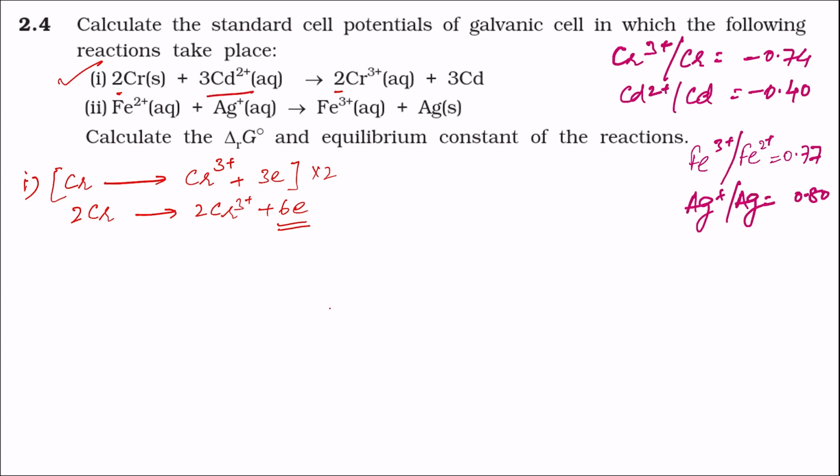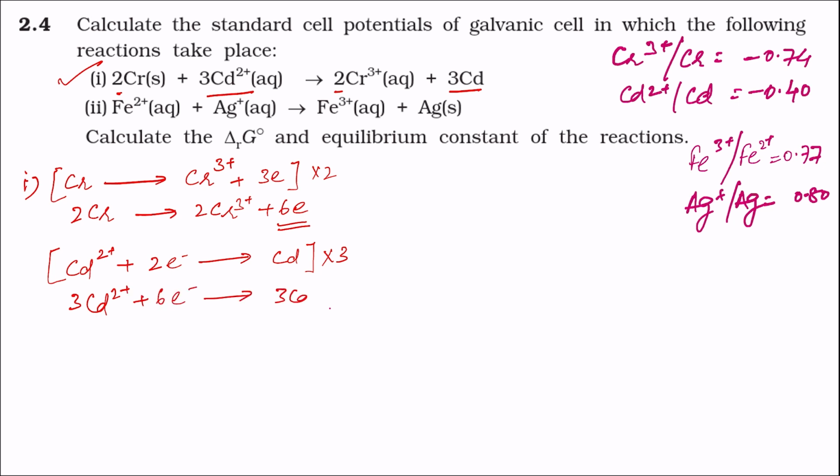And cadmium 2 plus plus 2 electrons changing to cadmium. To make the number of electrons lost and gained equal, this will be multiplied by 3. So this becomes 3 moles of cadmium 2 plus plus 6 moles of electrons forming 3 moles of cadmium. Now this is the oxidation half reaction, this is the reduction half reaction. Adding these two reactions, the electrons on opposite sides get cancelled and this is the final reaction which is obtained. So the moles of electrons involved in this redox reaction is n equal to 6.